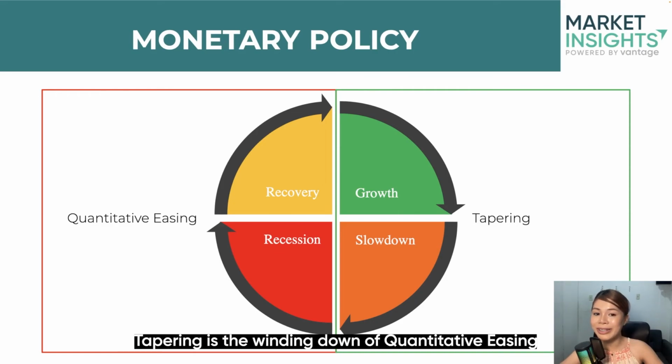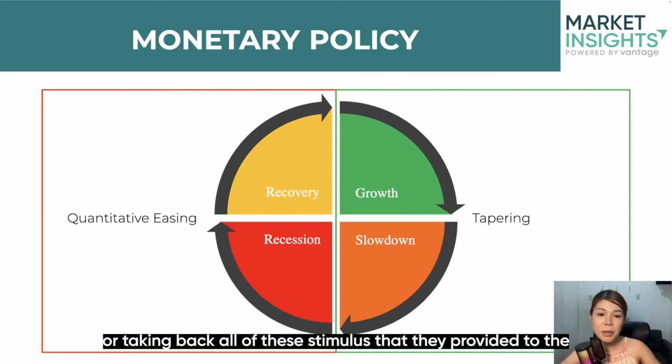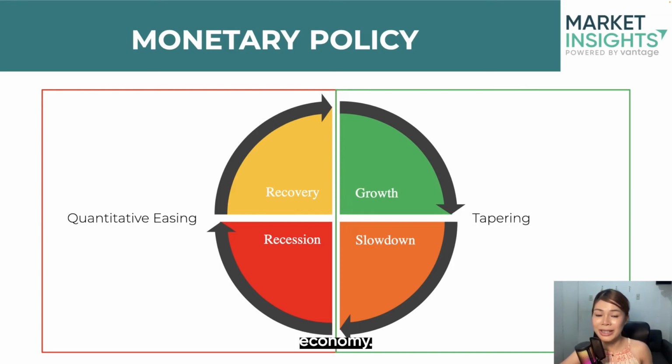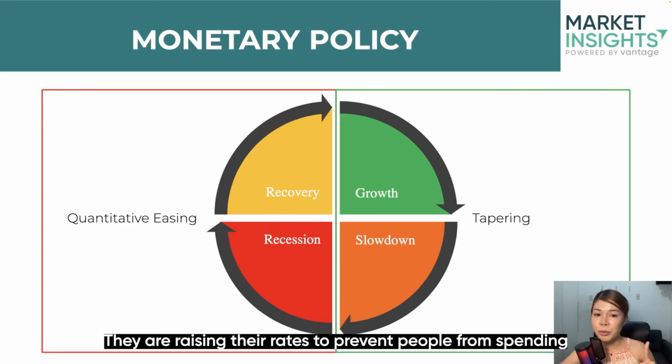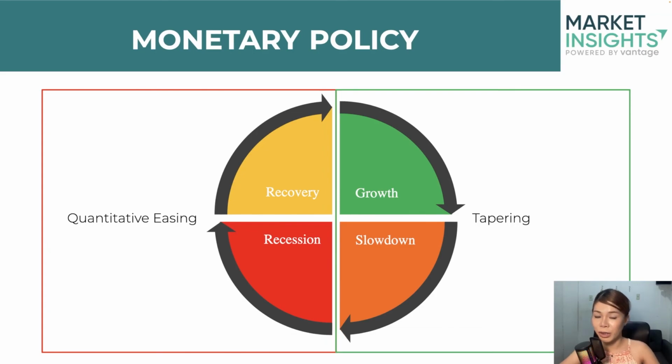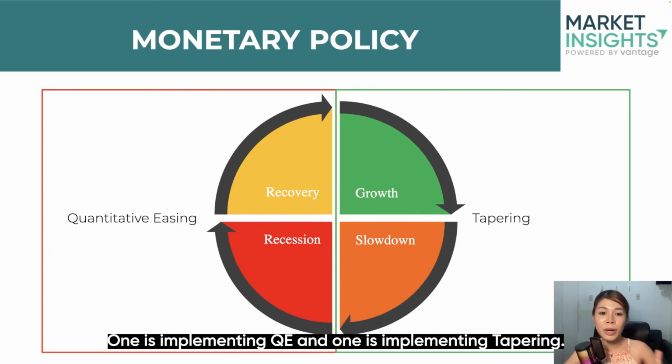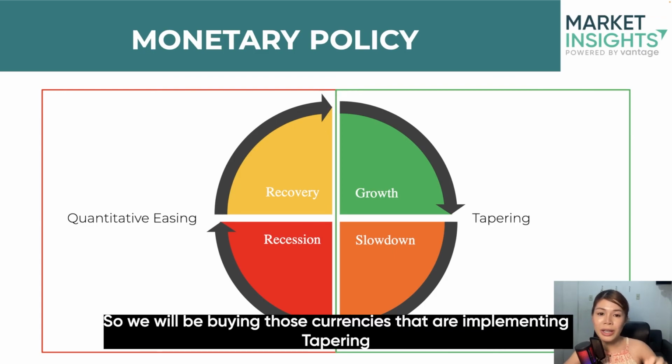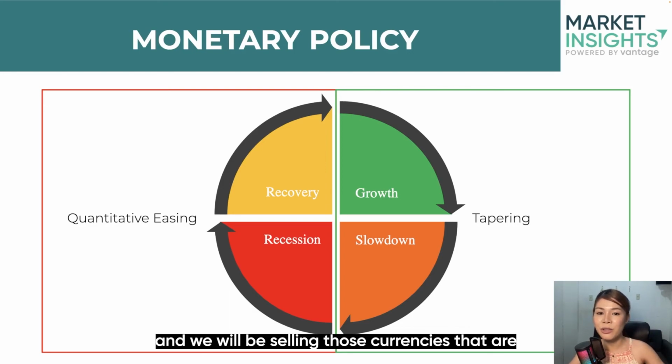Tapering is the winding down of the quantitative easing, or taking back all of the stimulus that they provided to the economy. They're raising the rates to prevent people from spending and actually encourage saving money. Ideally, we want to trade currencies that are implementing opposite monetary policies. One is implementing QE and one is implementing tapering. So, we will be buying those currencies that are implementing tapering, and we would be selling those currencies that are implementing quantitative easing.